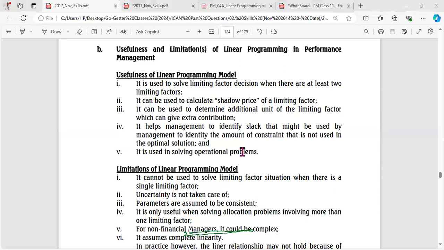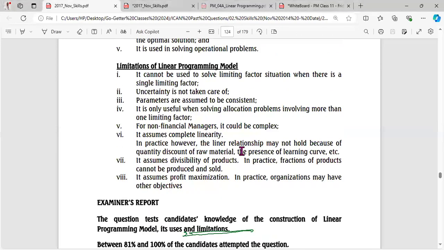Okay. Now, limitations. One, it cannot be used to solve limiting factor problems when there is a single limiting factor. We said it's only used when there is more than one limiting factor. So you cannot use it in one. When there is only one limiting factor, we've learned the limiting factor solution. That is what is best suited for it.